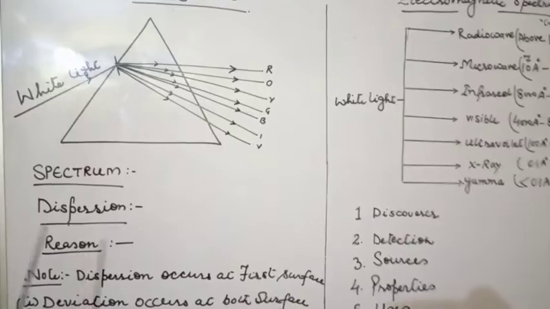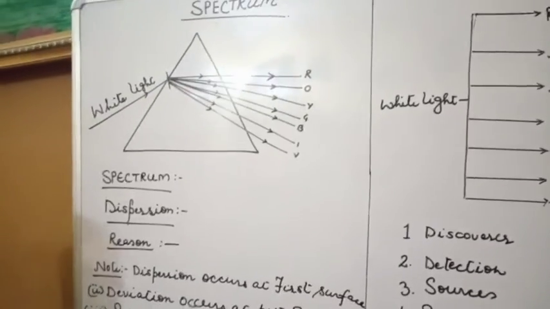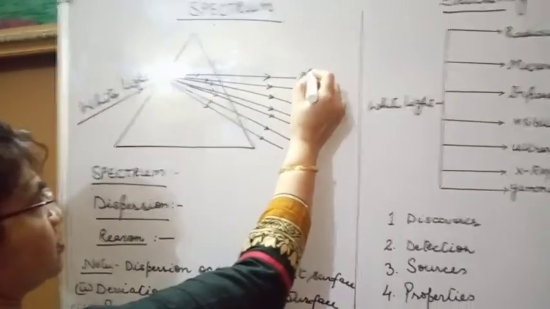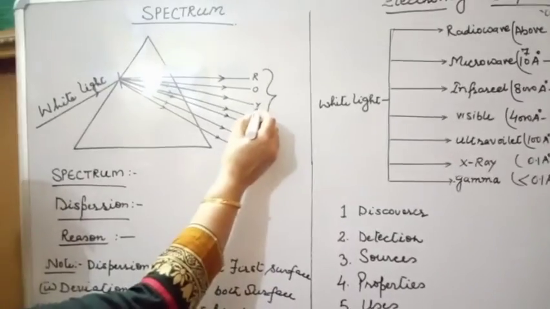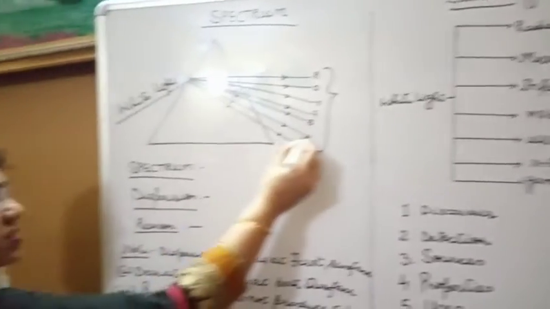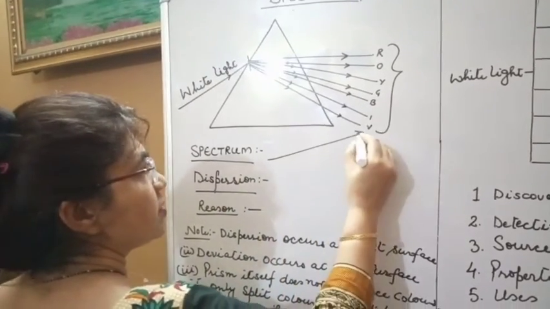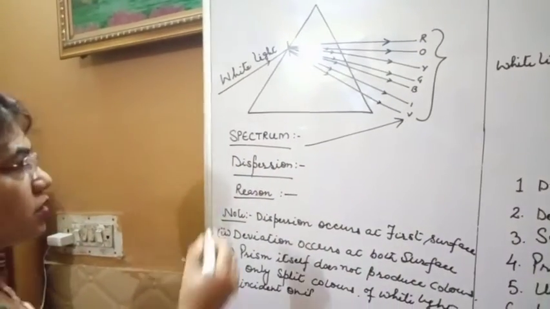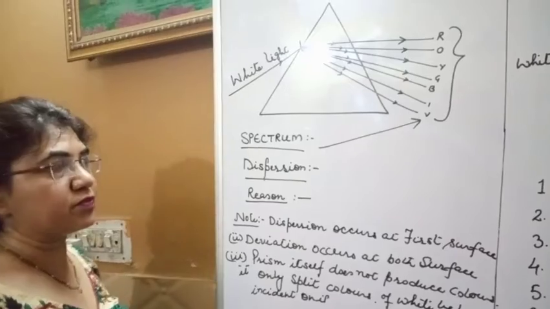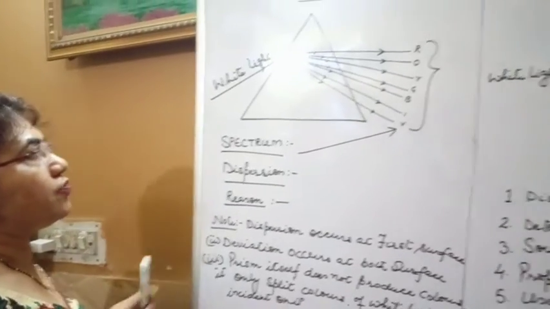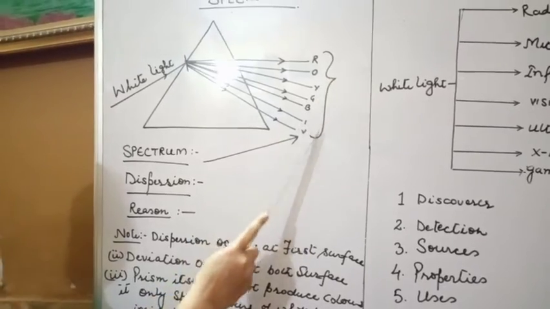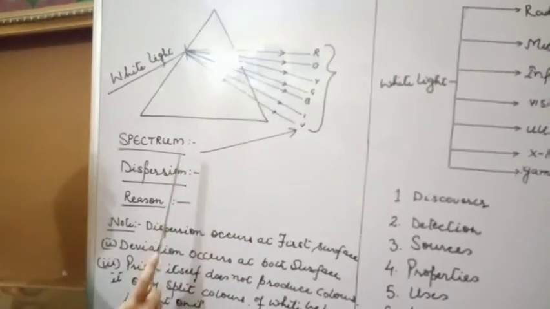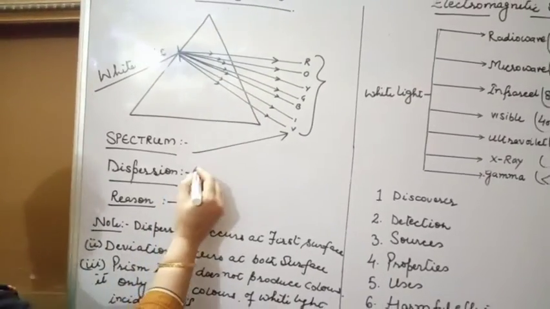What is spectrum? You know a white color contains 7 color bands: VIBGYOR, violet, indigo, blue, green, yellow, orange and red. This 7 color band is called spectrum. So now the reason behind this spectrum. As you know, when white light passes through the prism, it will split into 7 colors. That phenomenon is called dispersion.